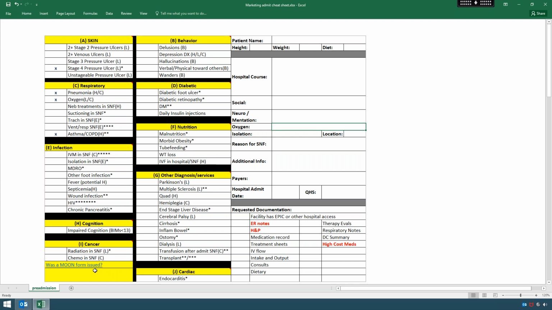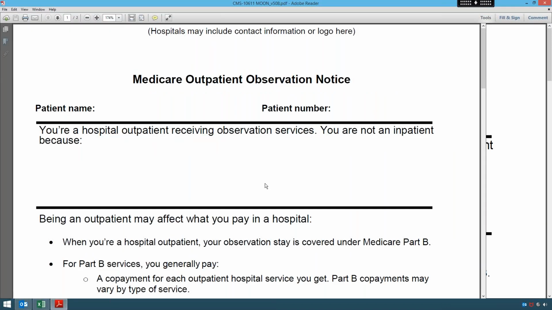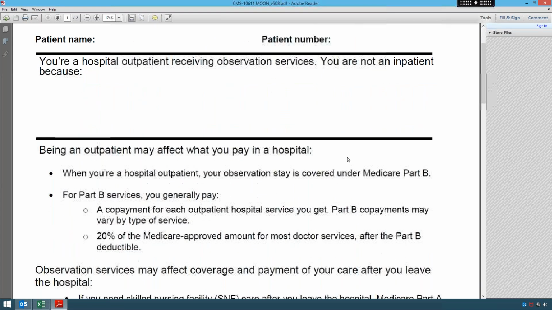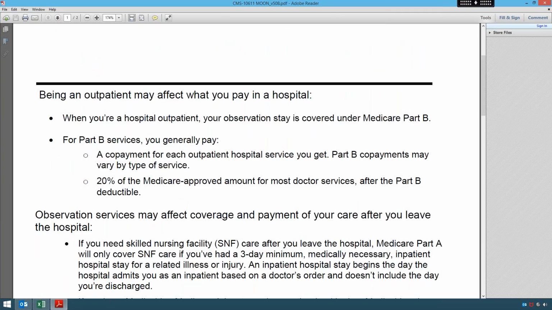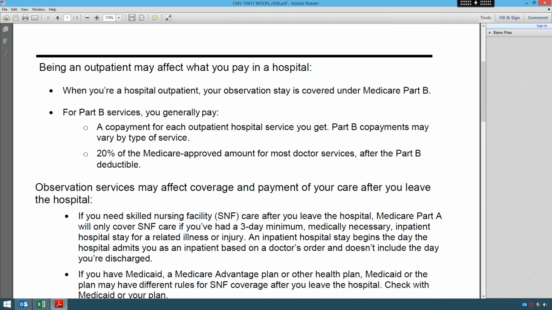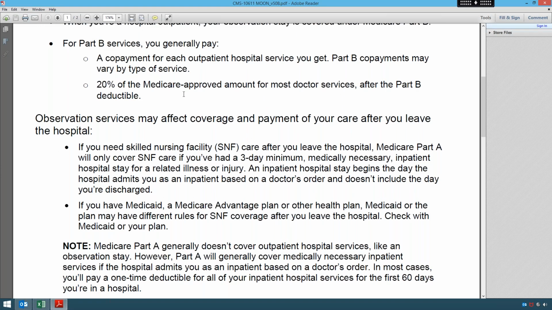So what does the Moon form look like, and what does Moon stand for? If you click on this in the tool, it will bring you to the Moon form. Medicare Outpatient Observation Notice. The hospital gives it to the resident or the family member, and what they're identifying is that you have had some observation days. And it goes on to let them know that a nursing home requires a 3-day qualifying stay, and that an inpatient stay doesn't begin until they admit them.